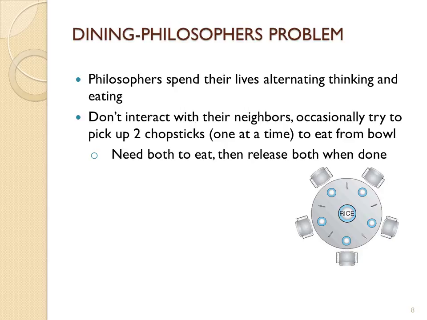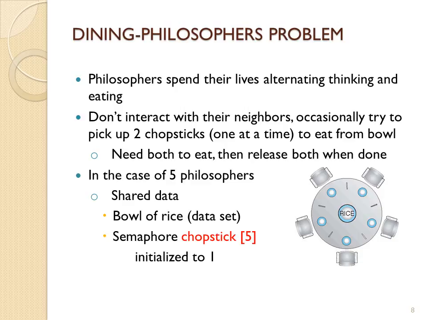And if a philosopher decides that they want to eat, they need to pick up each chopstick one by one and then eat. And then when they're done eating, they put their chopsticks down one by one. So in the case of the 5 philosophers, the shared data is a bowl of rice. That's what they want to get to. And the way that they get to it is by the chopsticks. So if you were doing the semaphore solution, you would initialize each chopstick to 1. And the philosopher would say, oh, I want to eat now. So I'm going to check my right chopstick and run my wait.